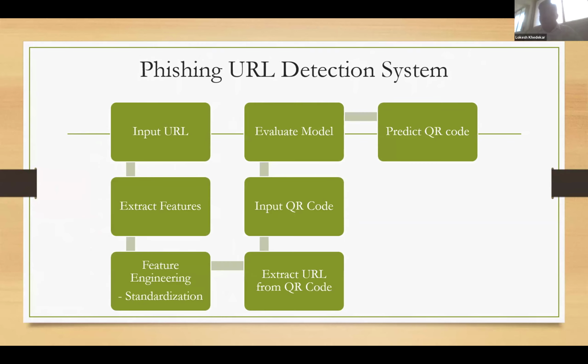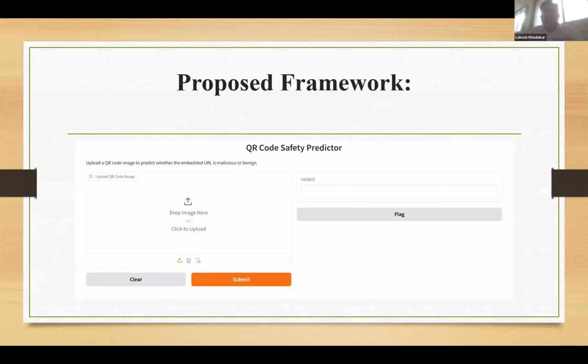As the basic system I have implemented, I take an input URL and extract the features that exist inside it. After extracting the features, we train our model and then predict whether the URL is malicious, yes or no. We also deal with QR codes that have an embedded URL. Whenever a scanner scans that URL, it predicts whether the URL is malicious, yes or no. This is framework one. You just upload your QR code, submit it, and you will get the desired output. This is the basic system I have implemented till now, sir.